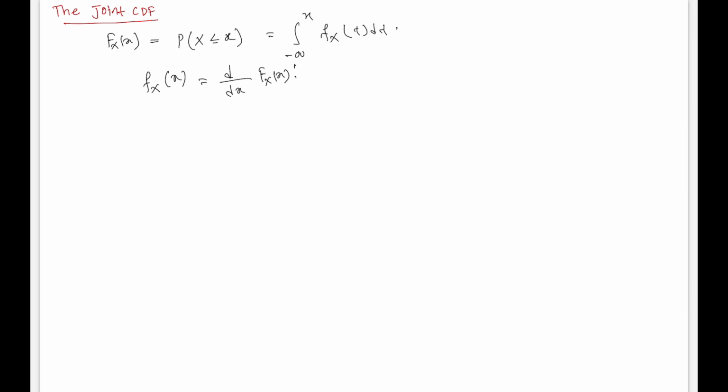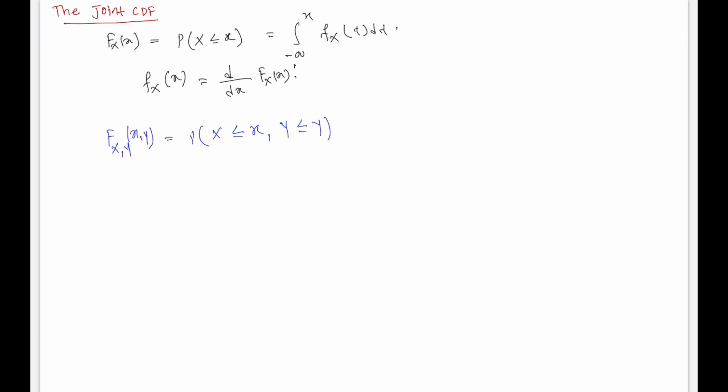Now since we have two random variables, x and y, how can we define the cumulative distribution function of two random variables? That would be nothing but the probability that random variable X takes a value less than or equal to little x, and at the same time random variable Y takes a value less than or equal to little y, right? This is the joint CDF, that is the joint cumulative distribution function, and this is how we write the notation of this joint CDF.